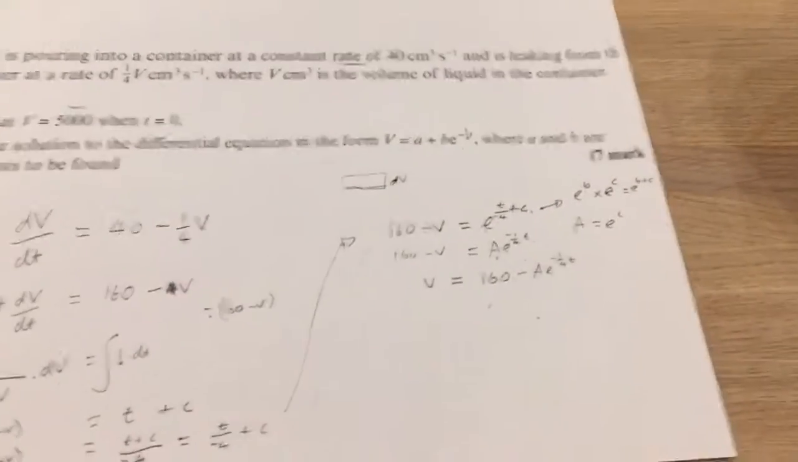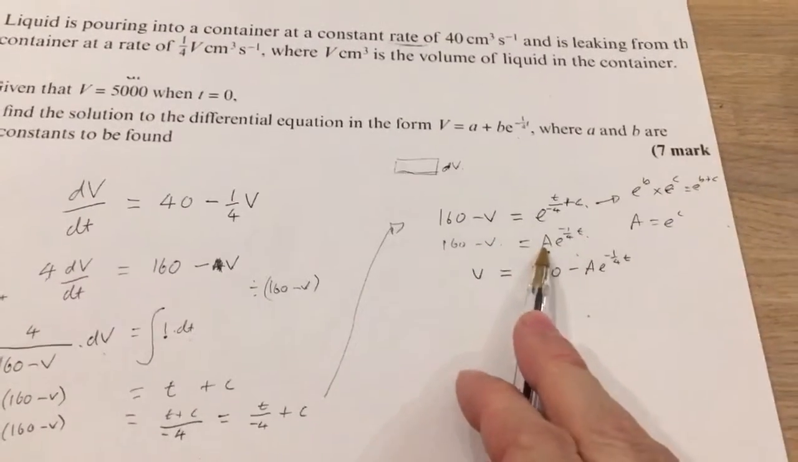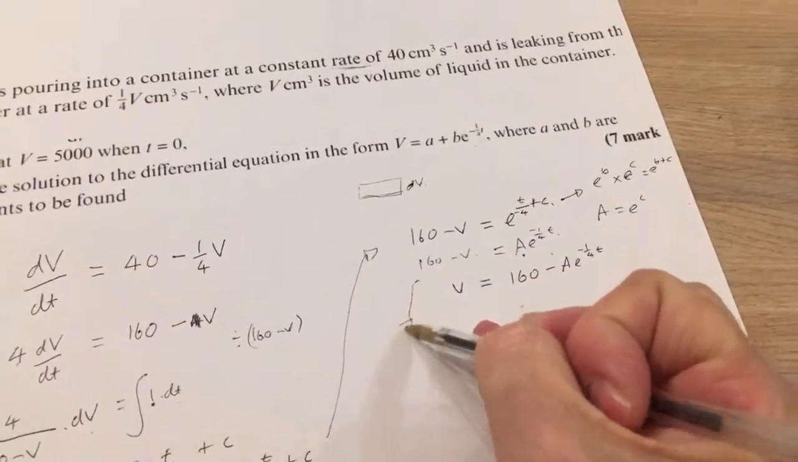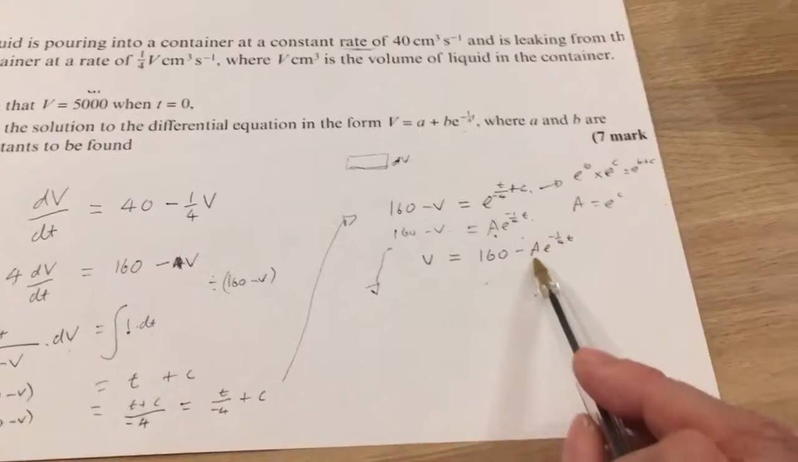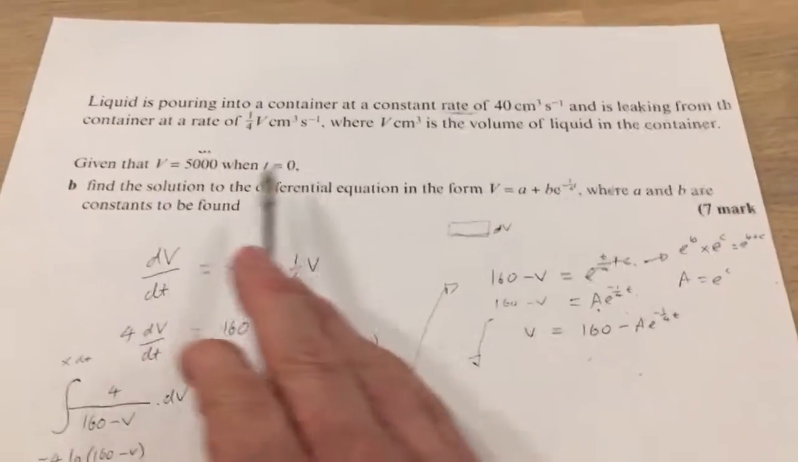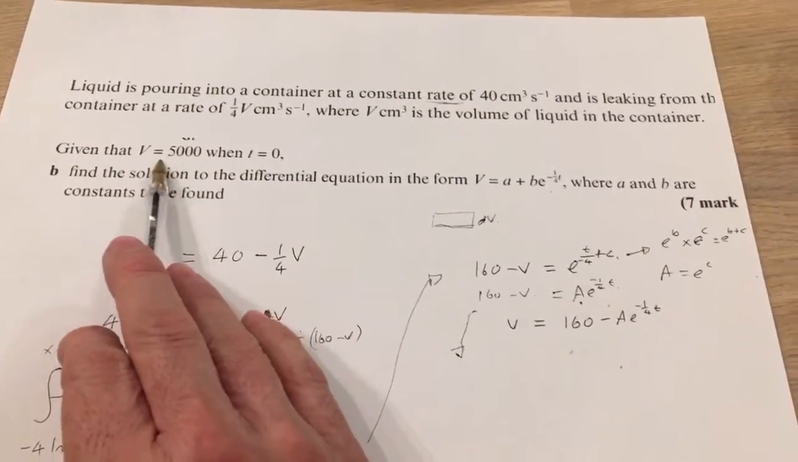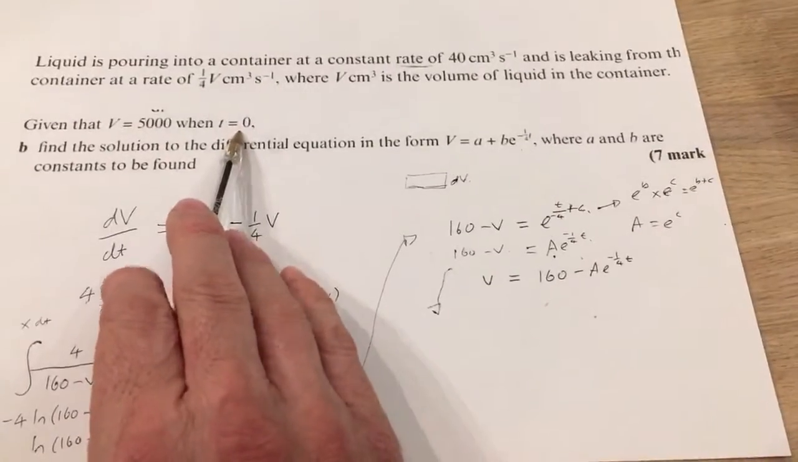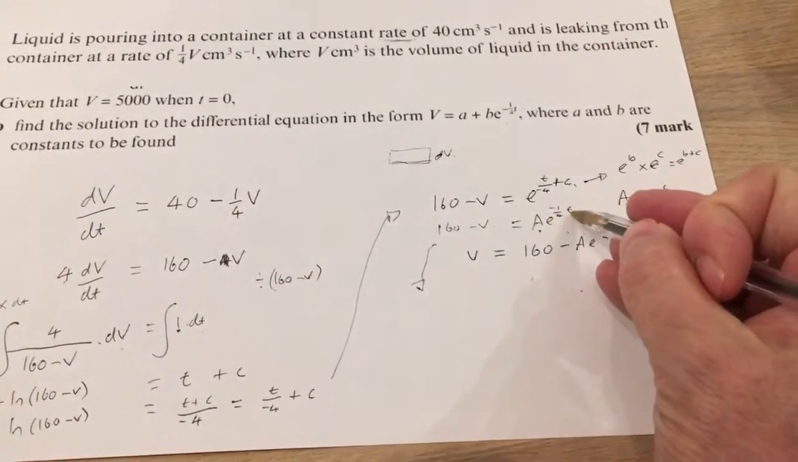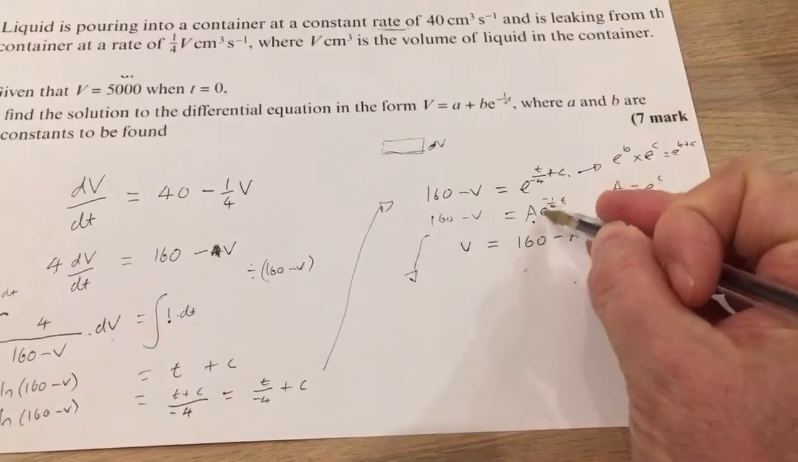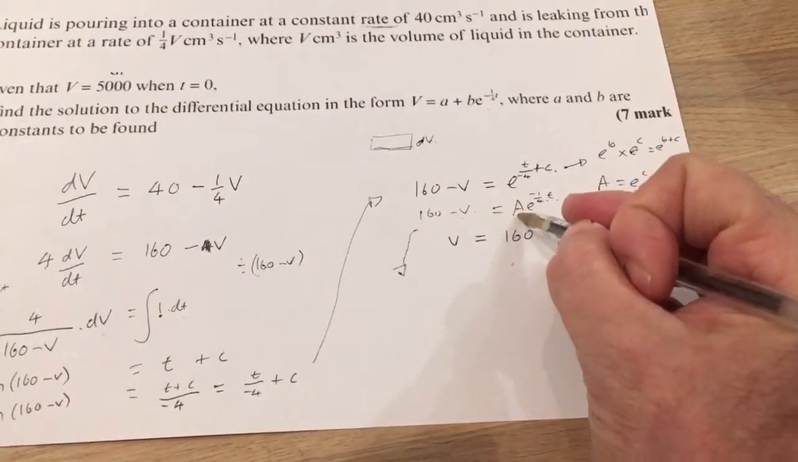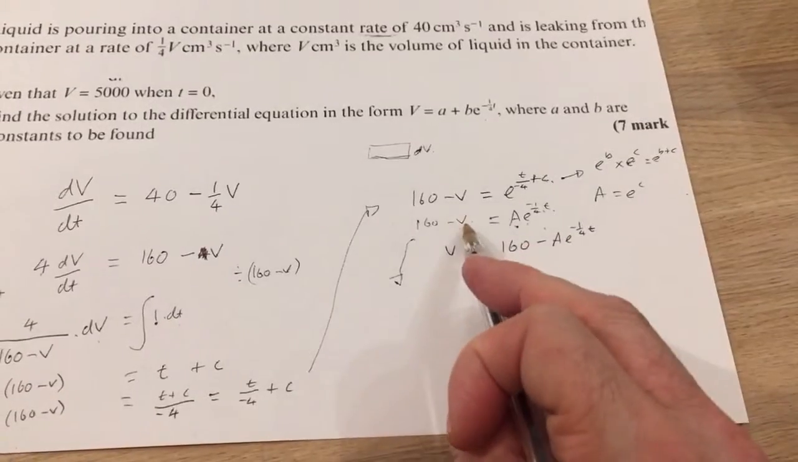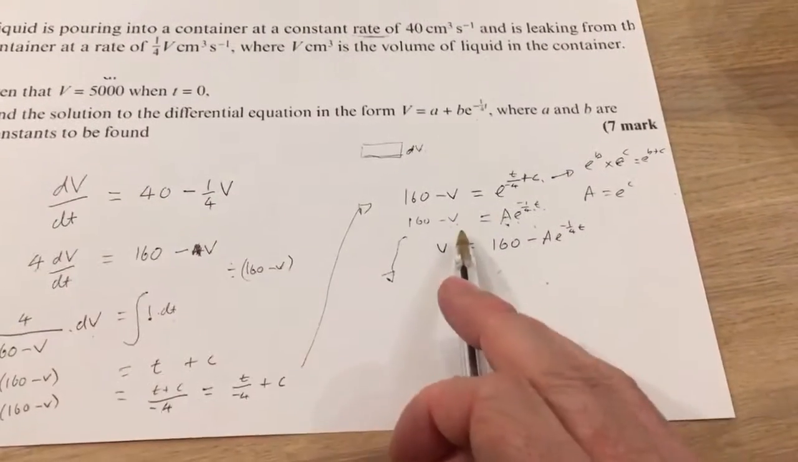Okay. However, we did want to find out what a is, so to do that, we're going to turn it from a general solution, which is what we have here, into a particular solution by finding the value of a. And we do that by going back to this information here, where v is 5,000 and t is equal to 0, which means that when t is 0, e to the 0 will be 1, 160 minus v will be equal to a, and we can replace v with 5,000.